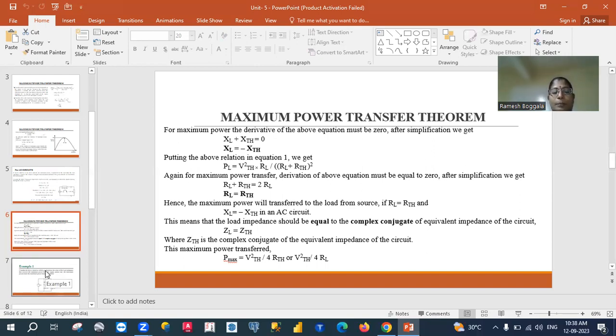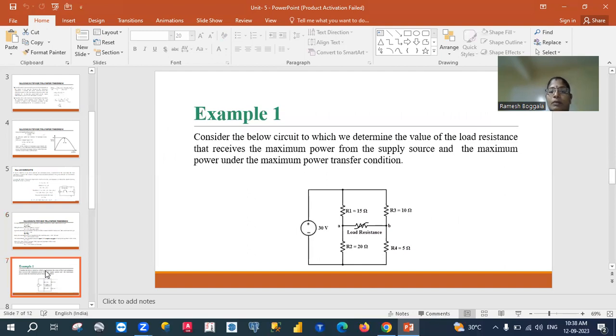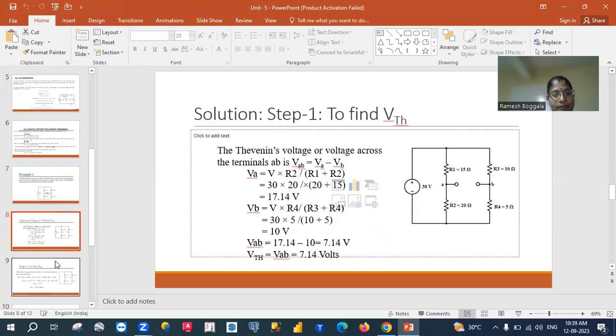So, an example problem. Consider the below circuit, in which we determine the value of load resistance that receives the maximum power from the source, and the maximum power under the maximum transfer condition. Here the voltage value is 30 volts, R1 is 15 ohms, the load resistance value is unknown, R2 is 20, R3 is 10, R4 is 5.